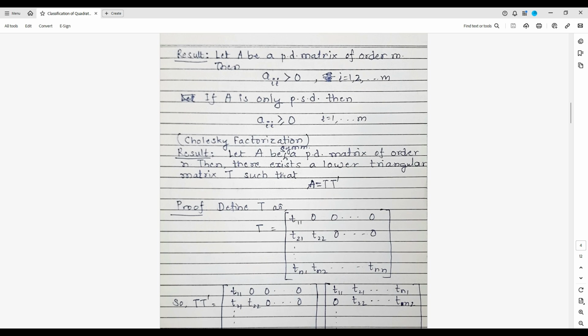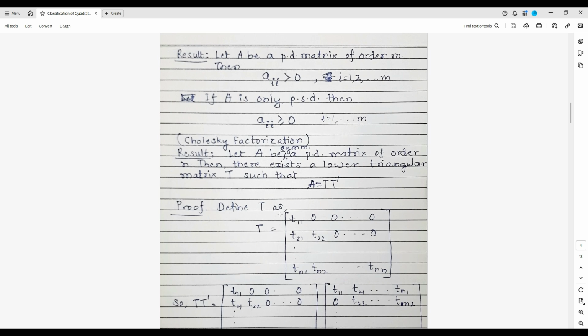So the result goes like this. Let A be a symmetric matrix which is also positive definite, and the order of the matrix is n. Then there exists a lower triangular matrix T such that A can be written as T into T transpose. So the result will hold true if we can find a way to calculate this lower triangular matrix T, assuming that the matrix A is a symmetric positive definite matrix.